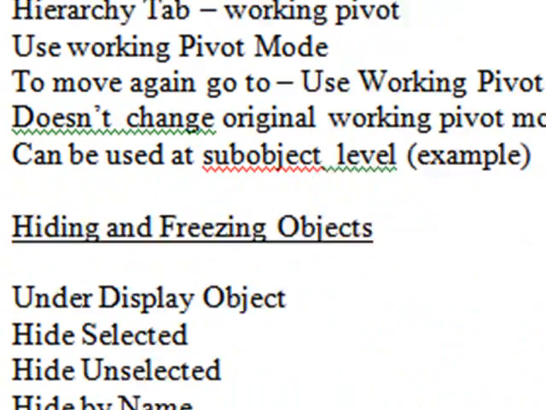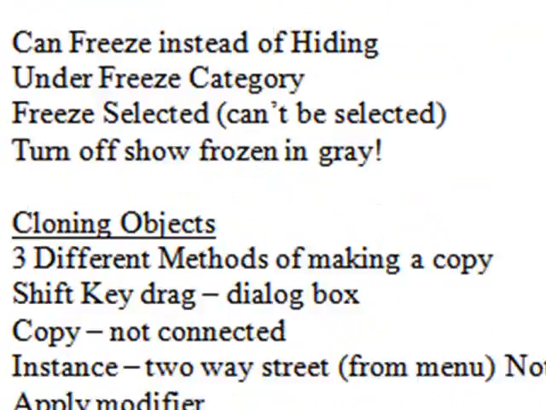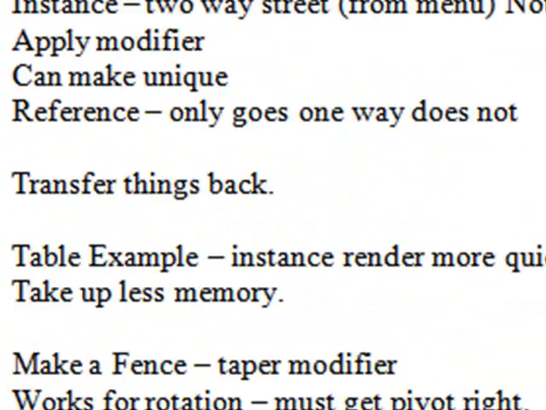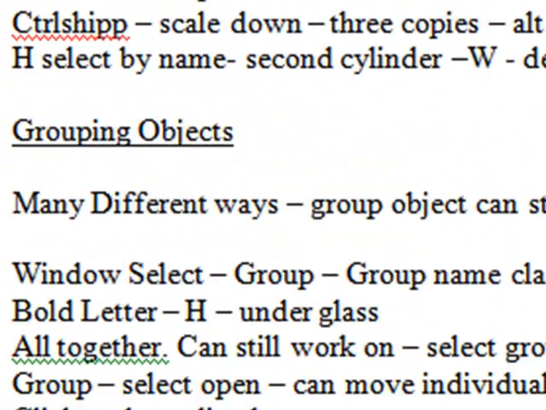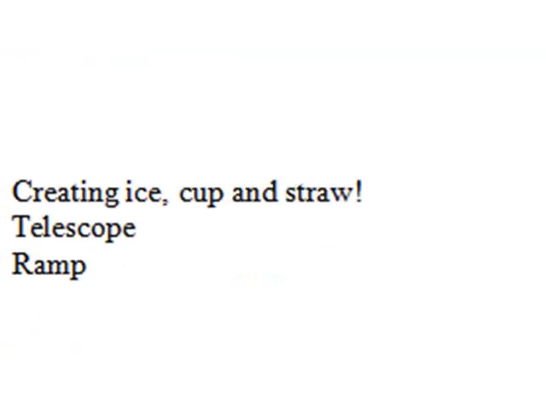Pivot points, how to set those, and hiding and freezing objects, and cloning objects. Very important, very easy to duplicate objects in 3ds Max. It's a shift key, but there's three types of duplication. It could be a copy, an instance, or a reference, and we'll talk about that later. And then grouping objects, and what I'm going to do, as opposed to going through each one of these and boring you to death, I'm actually going to draw three sets of objects. And as I draw those, I'm going to bring your attention to the different techniques that I'm using, okay? And then it'll be a little bit more interesting.